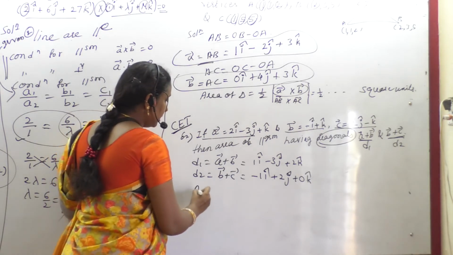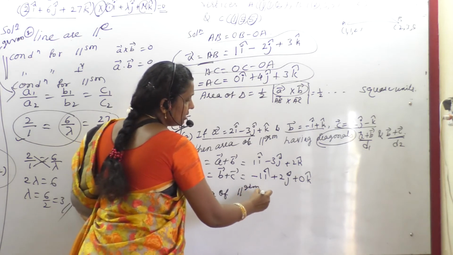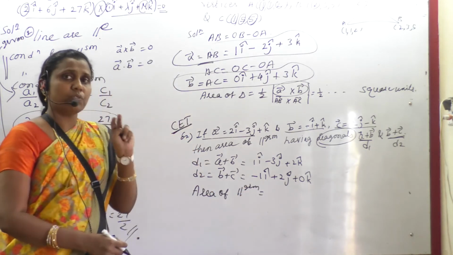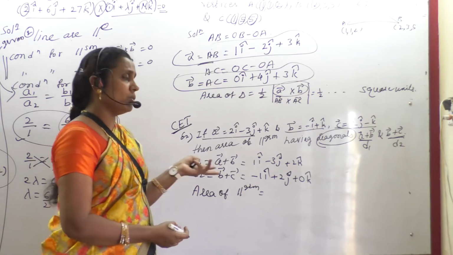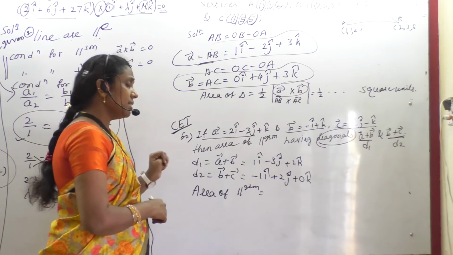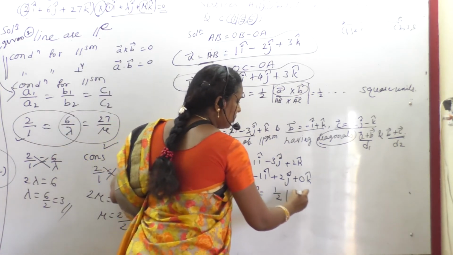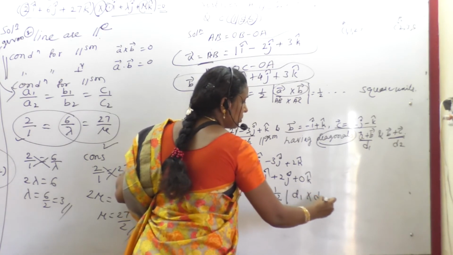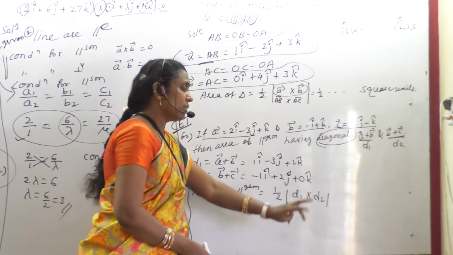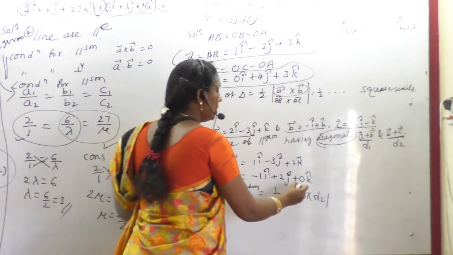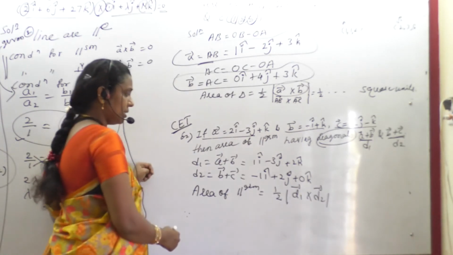Now what is needed? Area of a parallelogram is needed, no? What is the area of a parallelogram? I told you there are two formulas to find the area of a parallelogram. If adjacent sides are given, then one formula; if diagonals are given, then which formula? If diagonals are given, then the formula is half into the modulus of D1 cross D2. Okay, so D1 cross D2, again the simplification starts here.